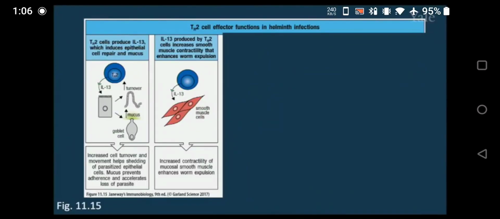IL-13 also increases smooth muscle contractility and enhances the worm expulsion. So the more muscle contraction you have, the faster you're going to push out this helminth or parasite.